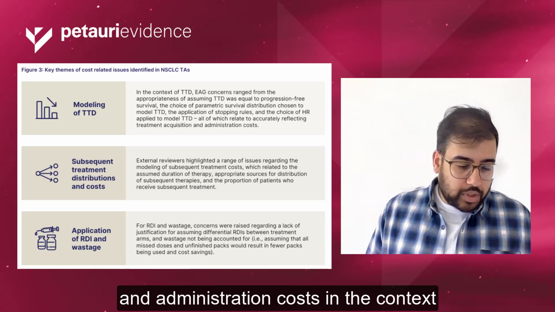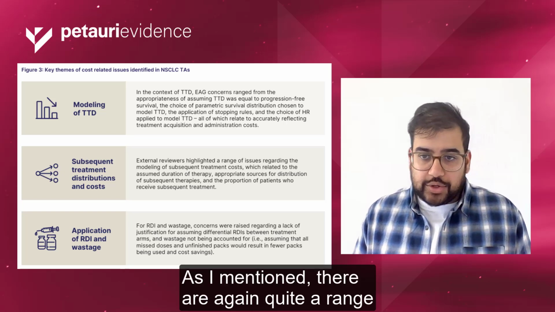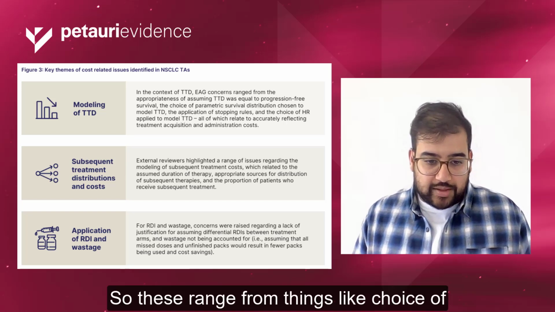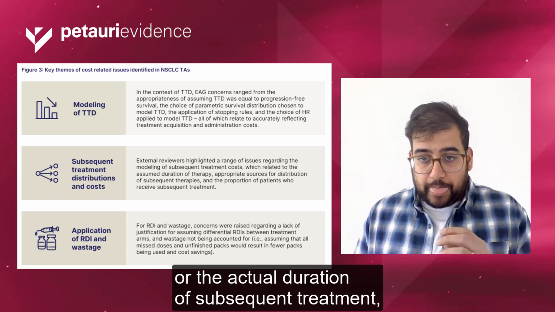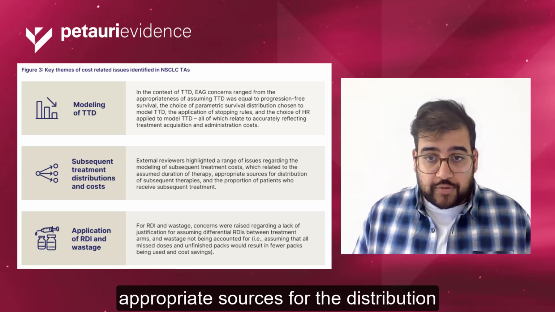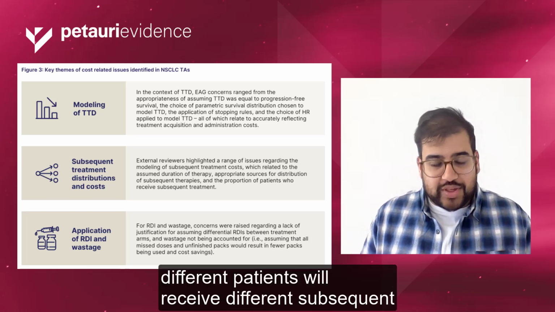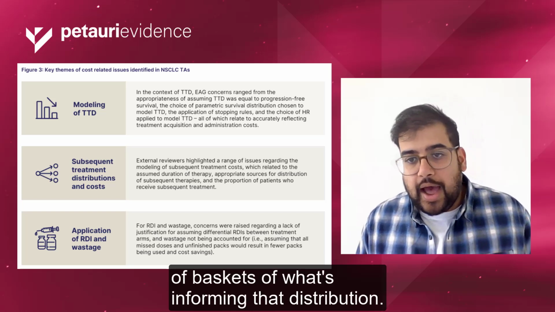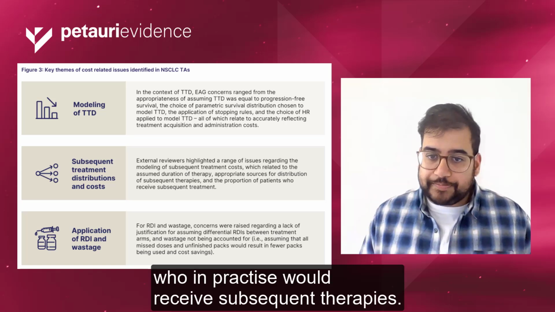costs. In the context of subsequent therapy, as I mentioned, there were again quite a range of issues even within this one topic. So these range from things like the choice of subsequent treatment costs themselves, or the actual duration of subsequent treatment, appropriate sources for the distribution of subsequent therapies. So often different patients will receive different subsequent therapies, which means you might need to model a kind of basket. So what's informing that distribution? And then also the actual proportion of patients who in practice would receive subsequent therapies.